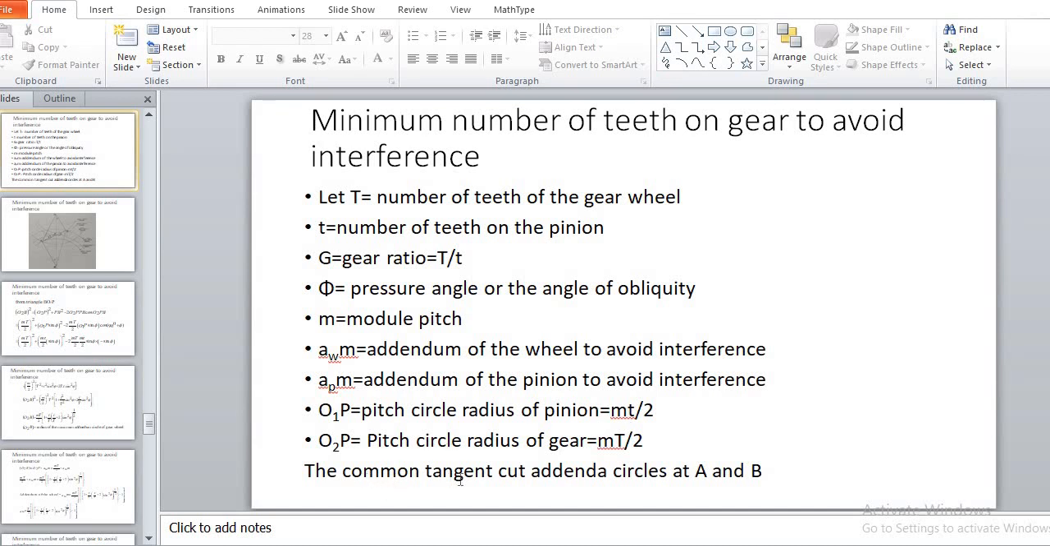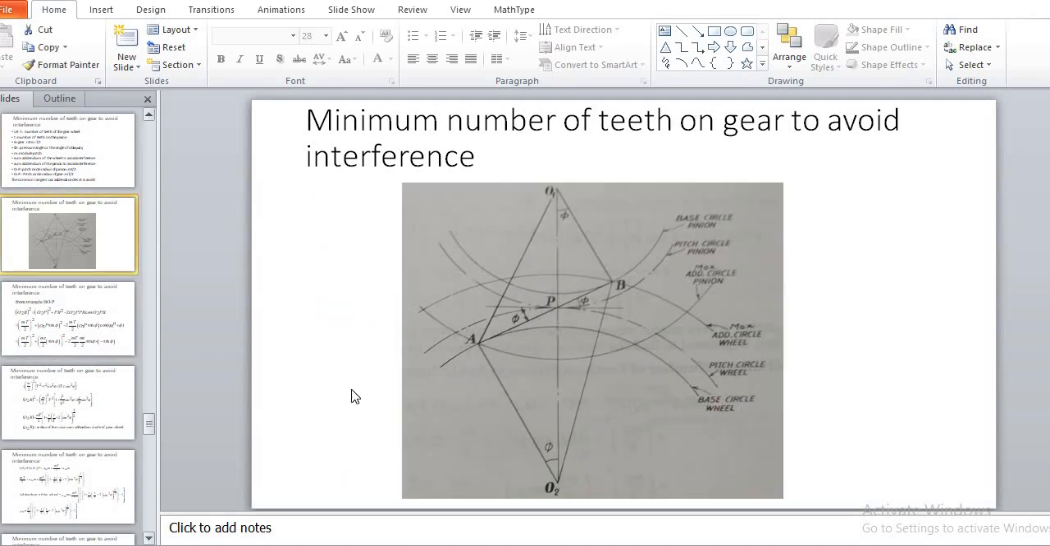The common tangent cuts the addendum circle at A and B. In this diagram, for the gear or wheel, this is the base circle, this is the pitch circle, and this is the maximum addendum circle for the wheel. Similarly for the pinion, with center O1, this is the base circle, this is the pitch circle, and this is the maximum addendum circle for the pinion.